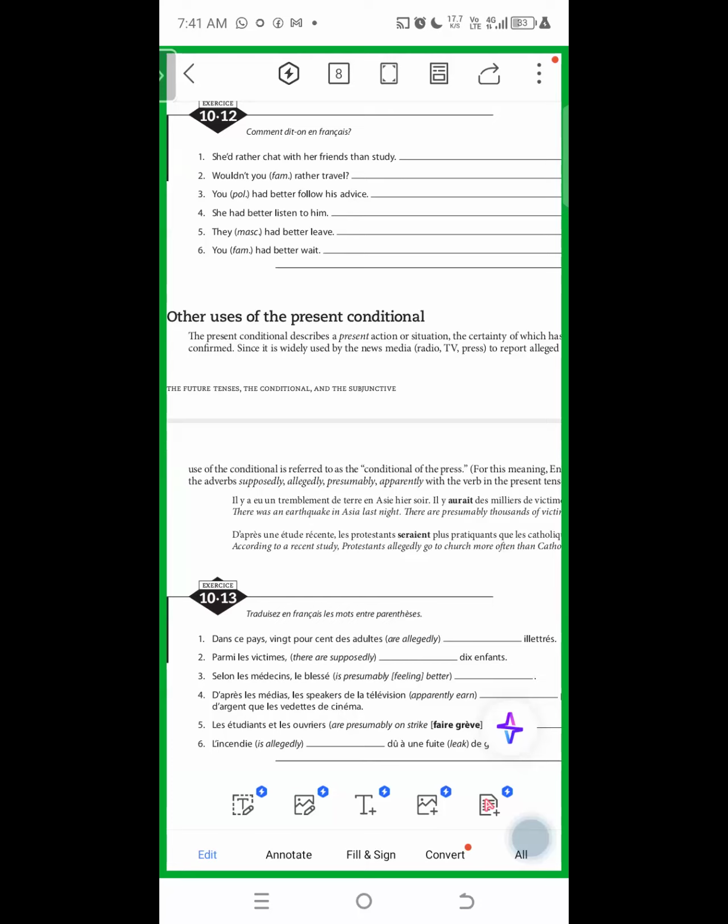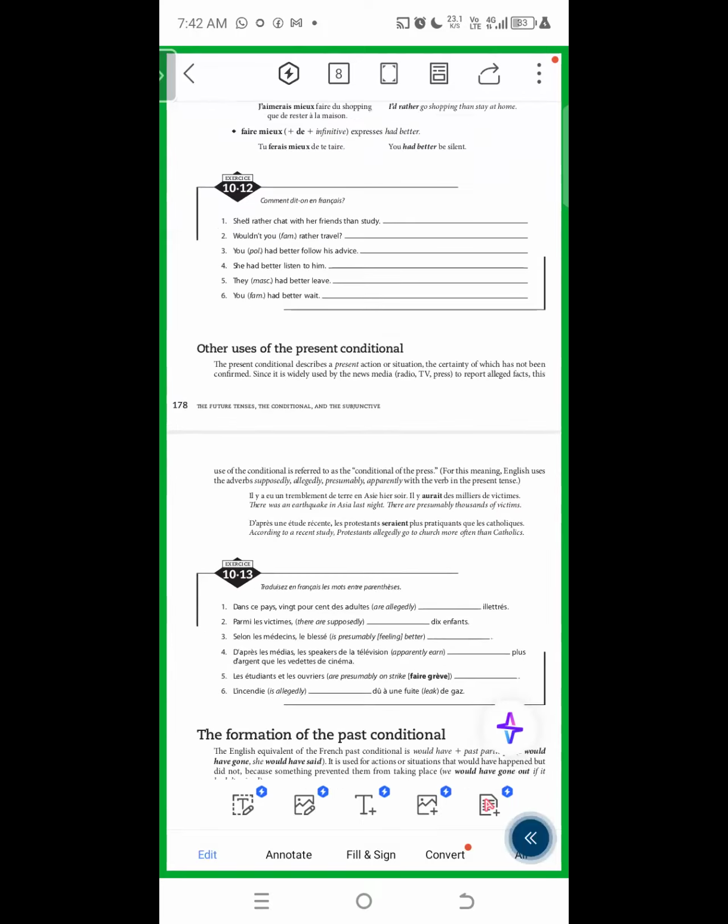You had better wait. Il ferait mieux d'attendre. Exactly. So here are other usages of the present conditional.